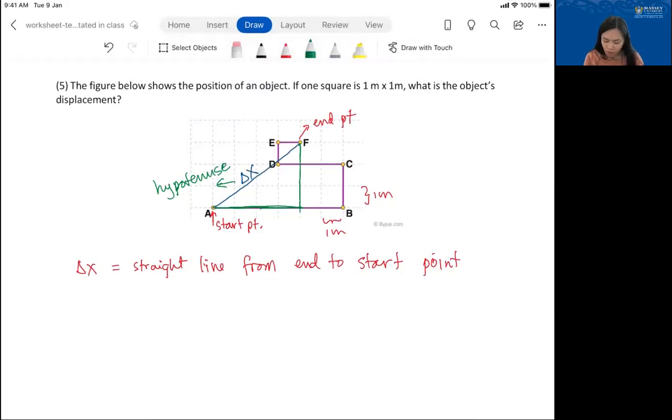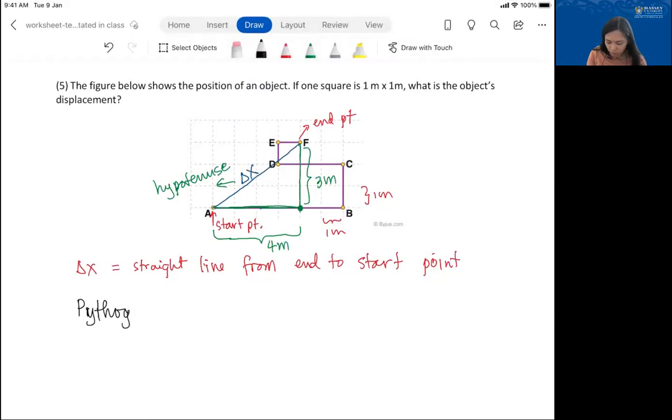That means that from the starting point to this point, the horizontal side of the triangle, this is actually 4 meters. And for the vertical side, that's actually 3 meters. So you have this right-angled triangle, and you know the horizontal and vertical sides, and you want to find the hypotenuse, and that will give you the displacement.